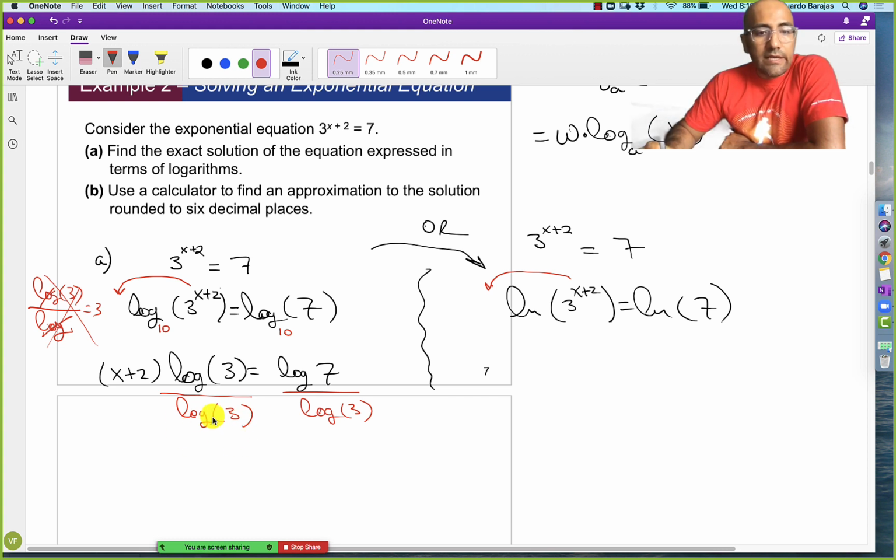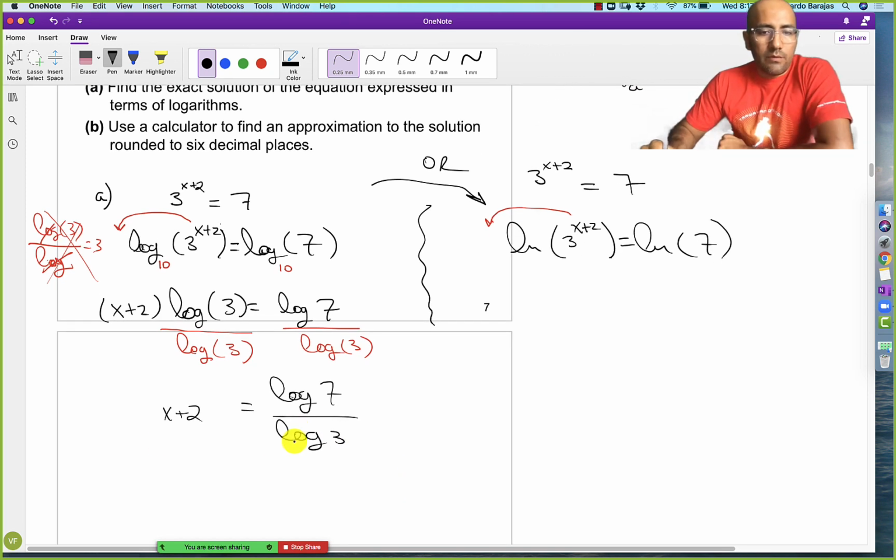But we can divide by log of 3. Right? This is a decimal. It's the decimal such that 10 to the power of this number equals 3. Good. So some decimal value is represented by this notation, and we can divide both sides by that decimal value, which would result in x plus 2 equals log of 7 divided by log of 3. Good. Now we just subtract 2 from both sides, and we get our final answer. x equals log of 7 over log of 3 minus 2. Any questions about that?